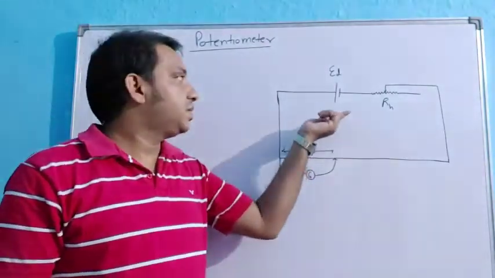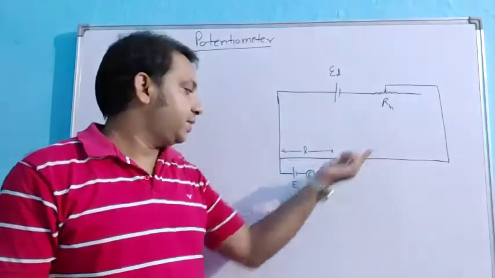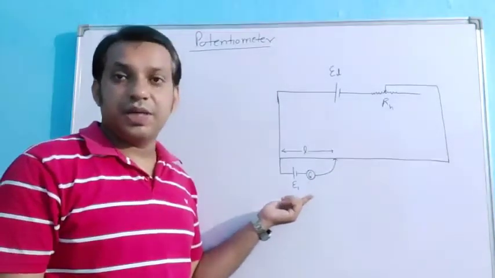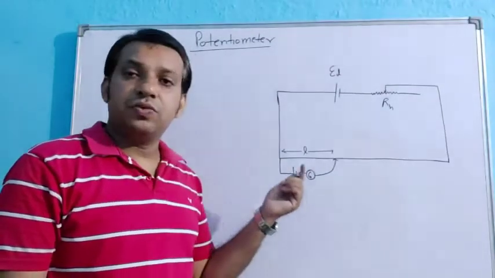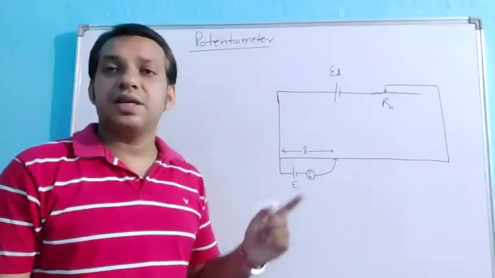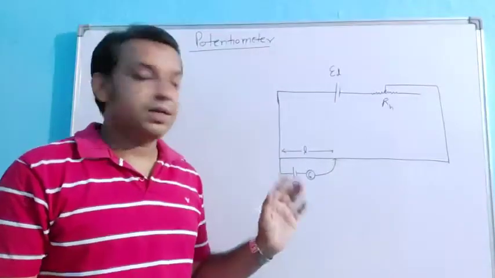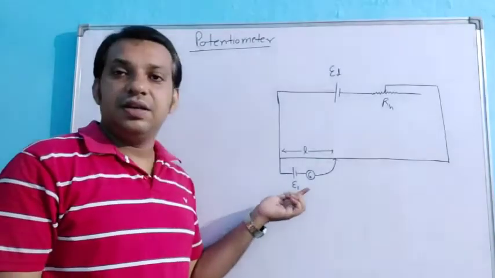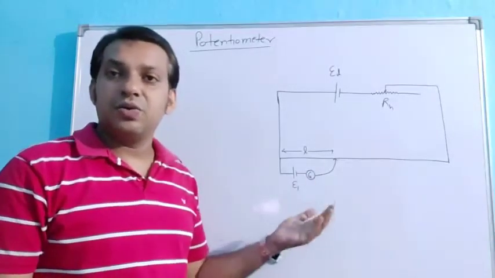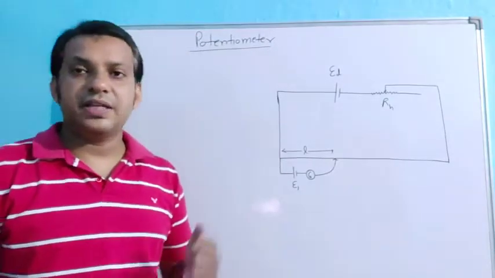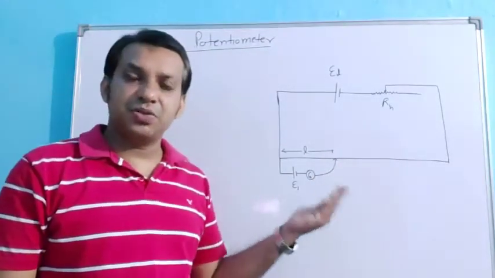So let us see the basic circuit diagram of the potentiometer. This is the driver cell, this is the rheostat, and this one is your cell whose EMF is to be calculated. So what is a potentiometer? A potentiometer is a device which is used to measure the EMF of a cell. And this E1 is unknown. The cell whose EMF E1 is unknown, and with the help of this potentiometer setup we can find the EMF.